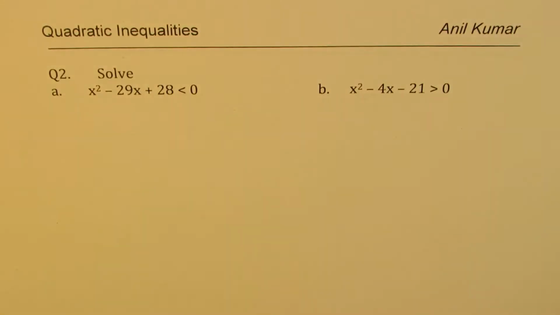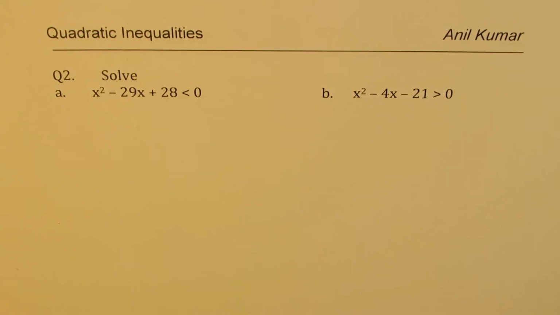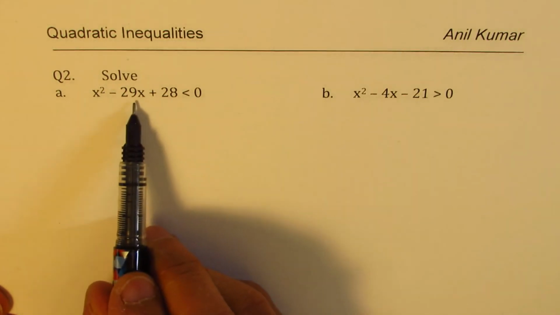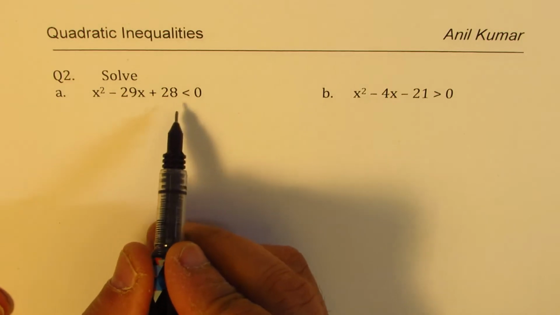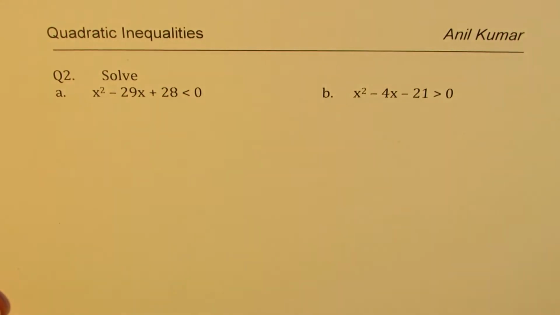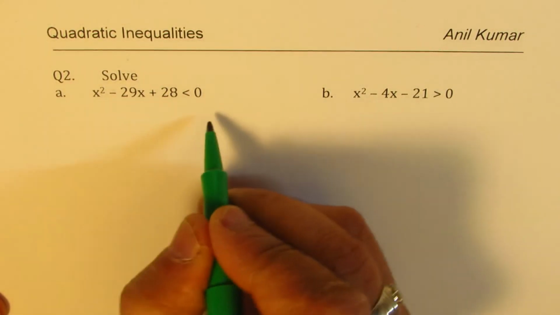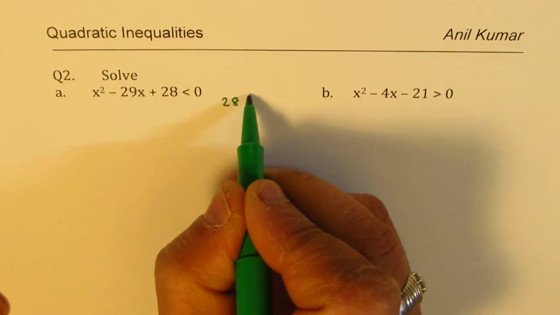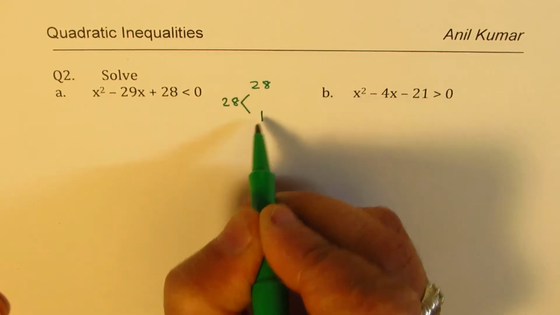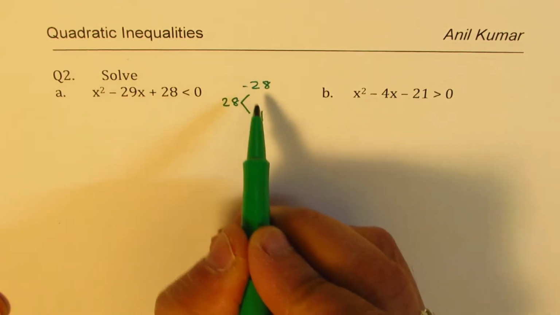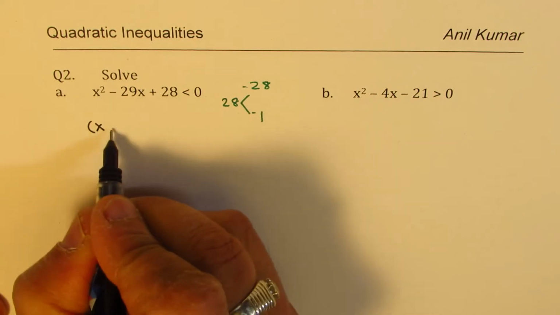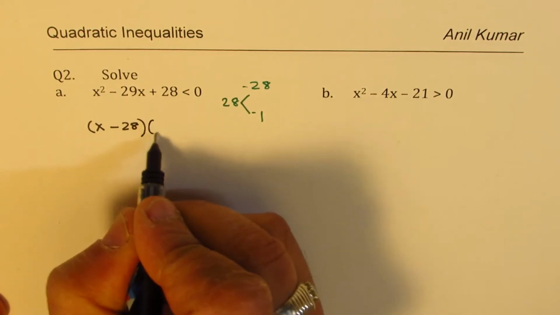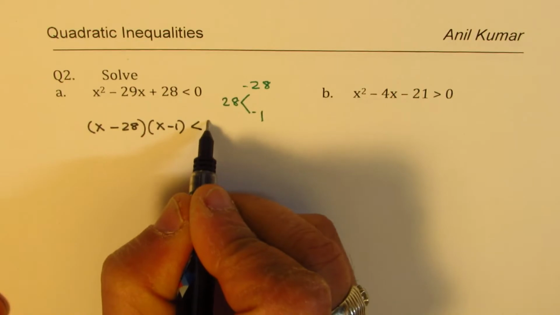Now let's continue and see how to solve the questions when factored form is not given to us. So now we have x squared minus 29x plus 28 less than 0. So we need to factor, right? We are looking for a product of 28 and sum of minus 29. So 28 could be written as 28 times 1. Since we need a negative sum, both should be negative. So I could factor this as x minus 28 times x minus 1 less than 0.